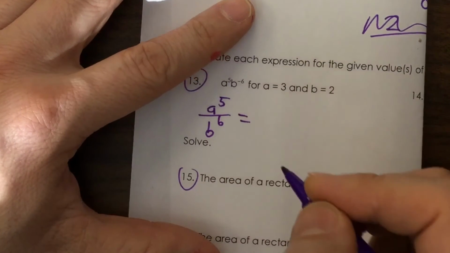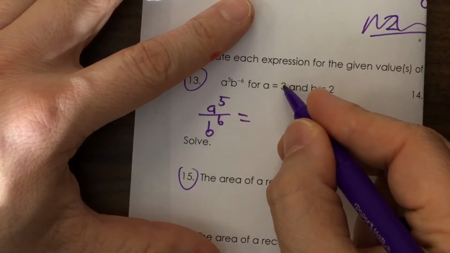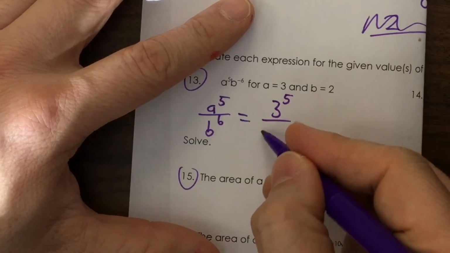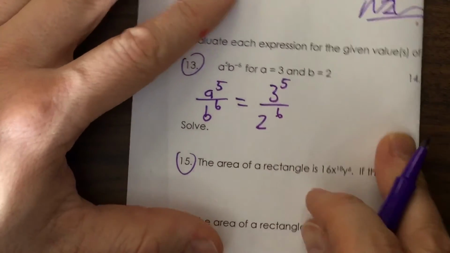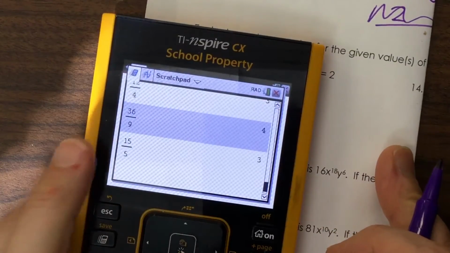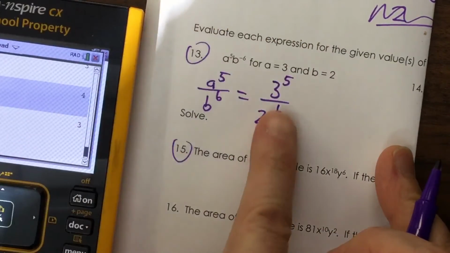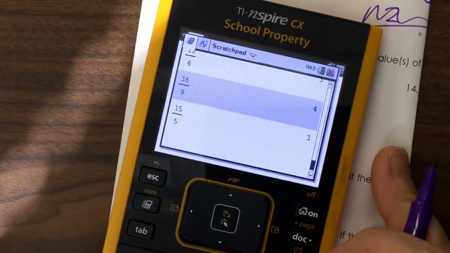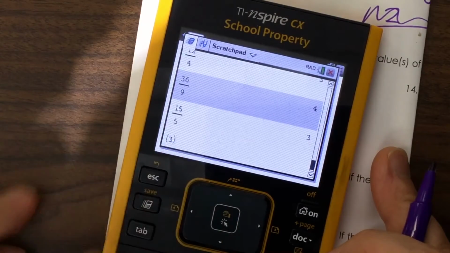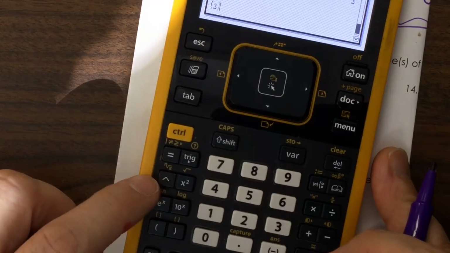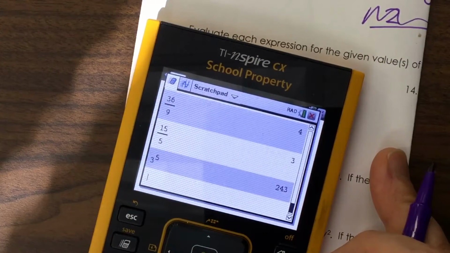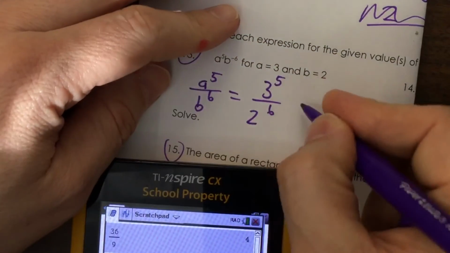Now I no longer have a negative on that 6th exponent. But now I'm going to plug in my numbers for my variables. A is 3, so it's really 3 to the 5th. And b is 2, so it's really 2 to the 6th. I can put this in my calculator. Let's see. I'm going to put in 3 caret 5. But remember, when you put this in, you always want to put the base number in parentheses. So 3 in parentheses, and then this button right here. That's my house top. It's my exponent button. To the 5th power. 243. That's my top number.